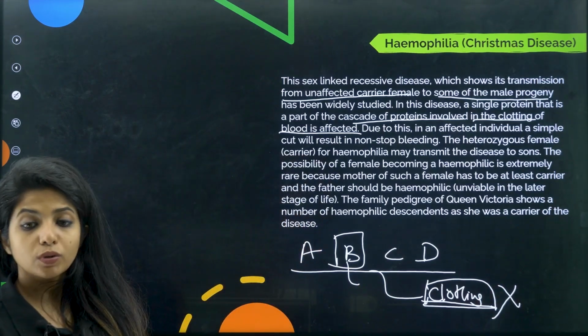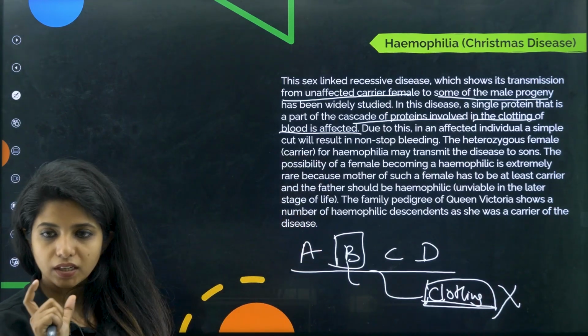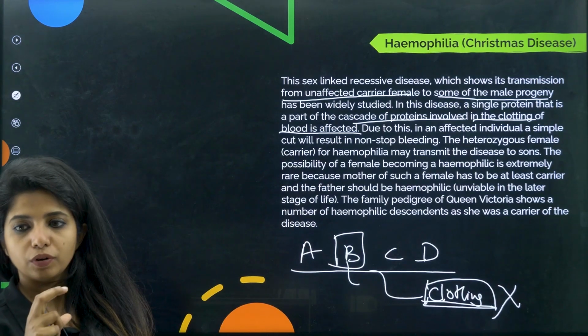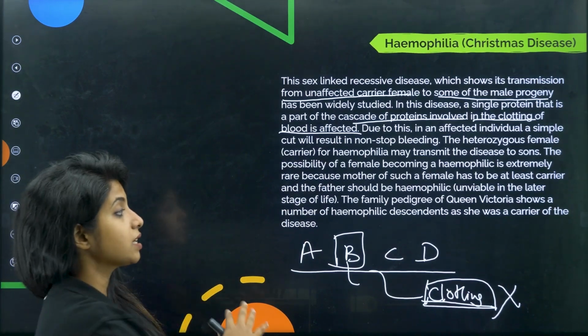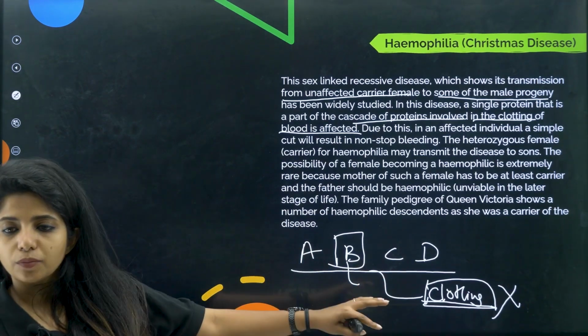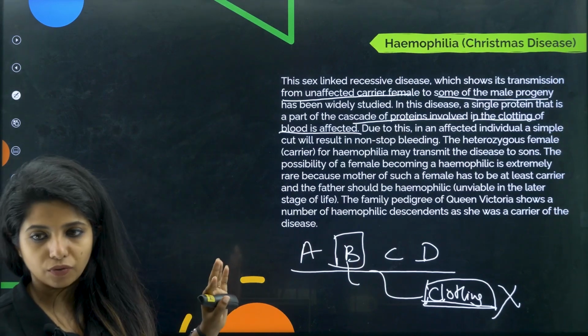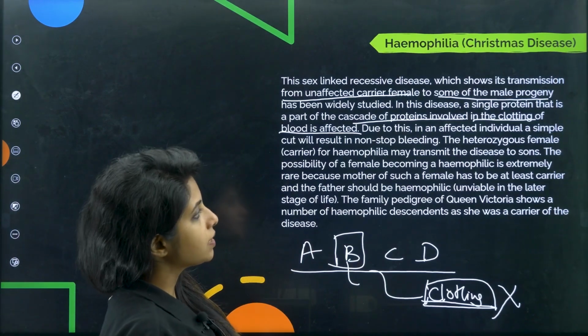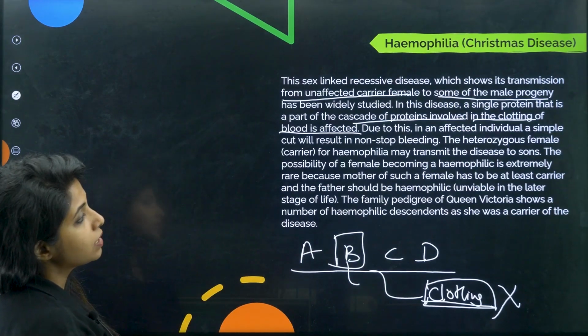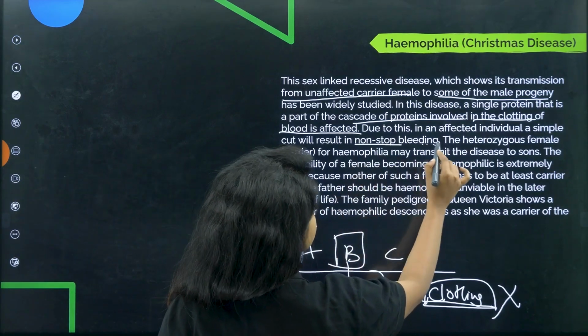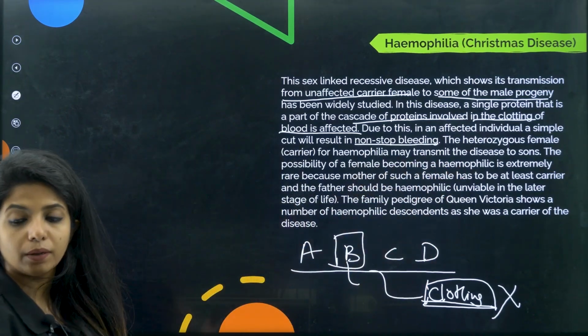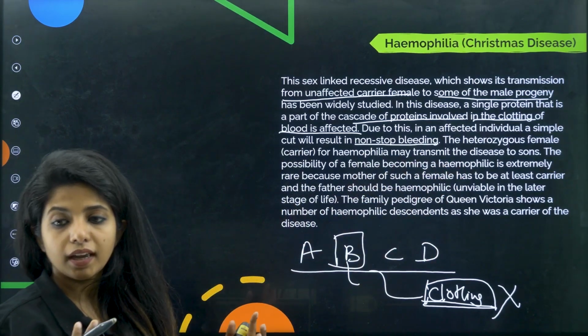Obviously, the clotting factor which has to be produced is not being produced, which is why you have this disease. So a single gene, which produces a protein that is part of the cascade of proteins, gets affected. Due to this, in an affected individual, a simple cut will result in non-stop bleeding. That person will keep on bleeding because there are no clotting factors to stop it.